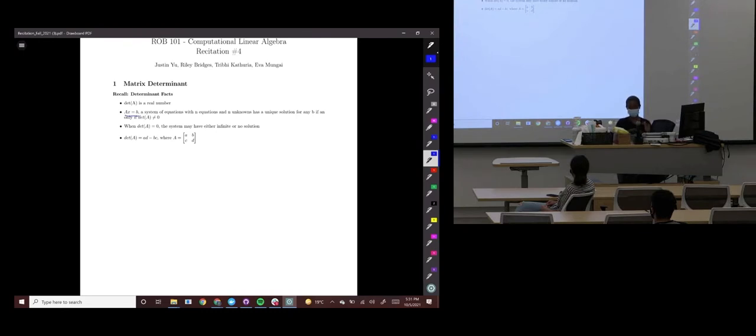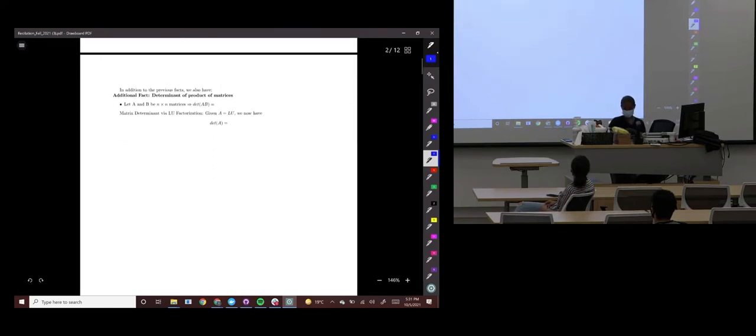However, when the determinant of A is 0, A may have an infinite number of solutions or no solutions at all. The other thing here is that if your matrix A is a 2 by 2 matrix, you can use this formula over here to find the determinant. Any questions so far? This is all just a review, yeah?